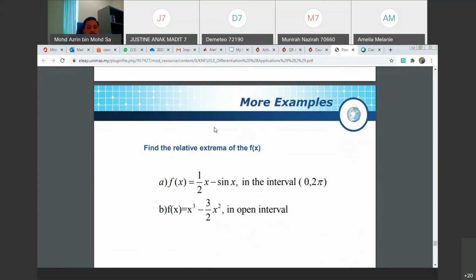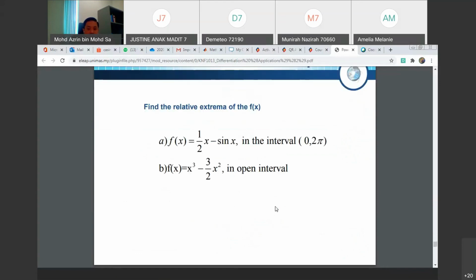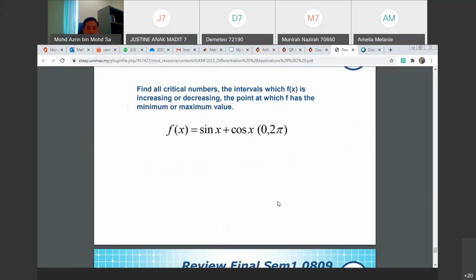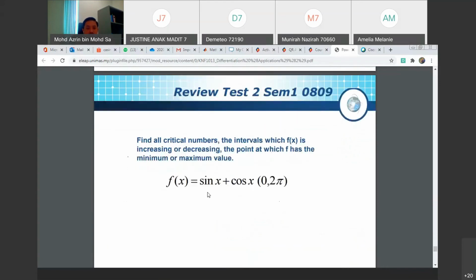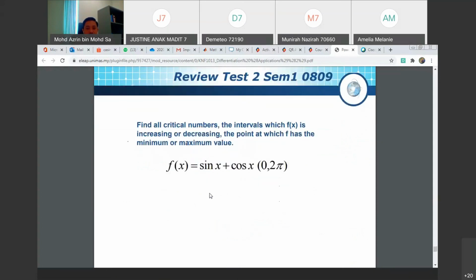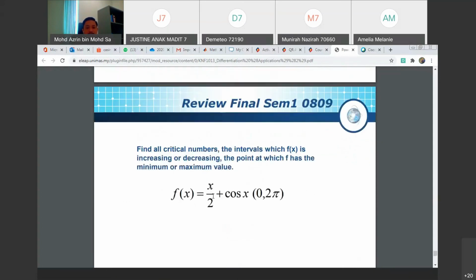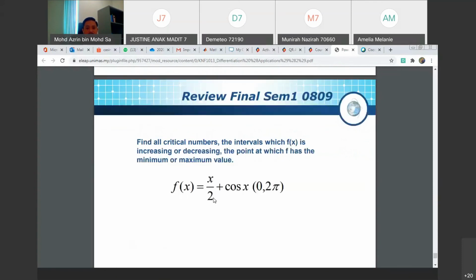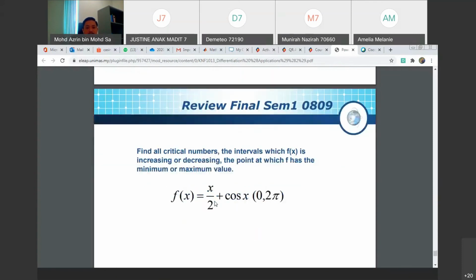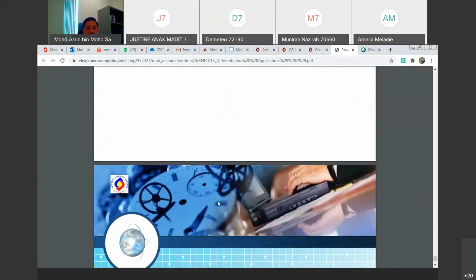So there are also many examples. Okay. When you deal with sin x, there will be quite difficult when we deal with 0 and 2 pi and so on. Okay, contoh soalan-soalan final exam. Alright. I think okay, ini sama. I think that is the last slide.